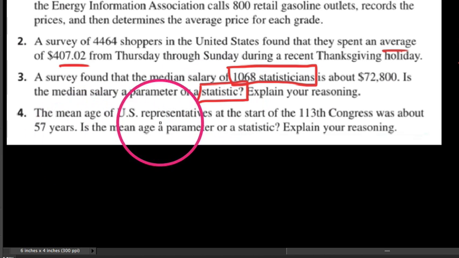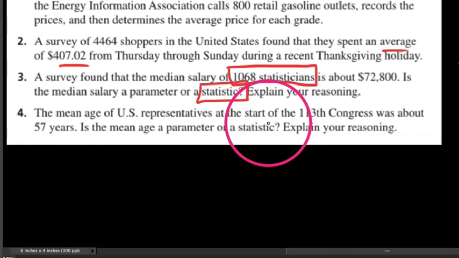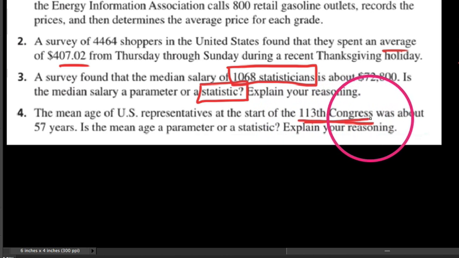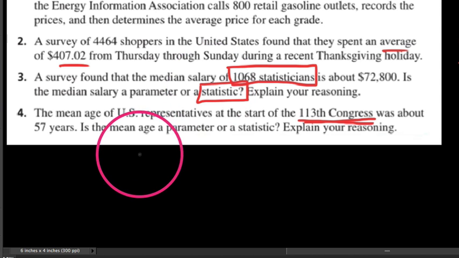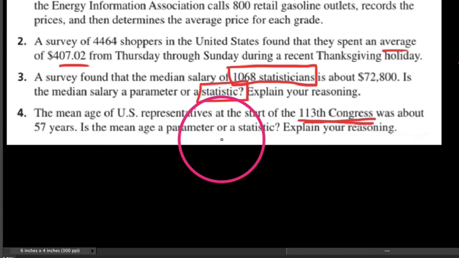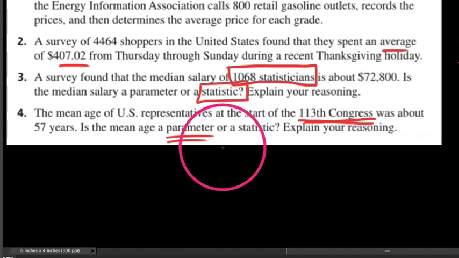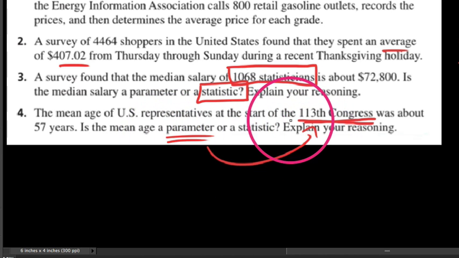Whereas number 4 here, let's see if it is a population, see if it's different. The mean age of U.S. representatives at the start of the 113th Congress was about 57 years. Is the mean age a parameter or statistic? Now, I would argue that if we're only referring to the 113th Congress, then they got the age of everybody here. And since they have the average of everybody in this 113th Congress, I would call this a parameter for the 113th Congress. If you were talking about just throughout history, then it would be a statistic because it would be a sample of the entire set of Congresses throughout history. So in this case, it would be a parameter for the 113th Congress.